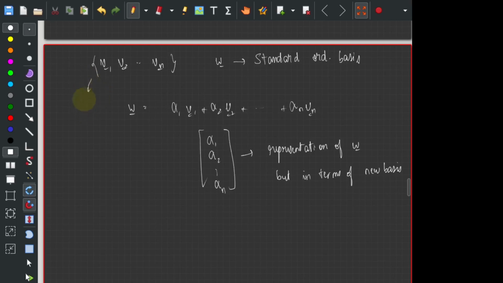So this is our basis. I've given you all the vectors in the basis. How do you find the alpha i's?